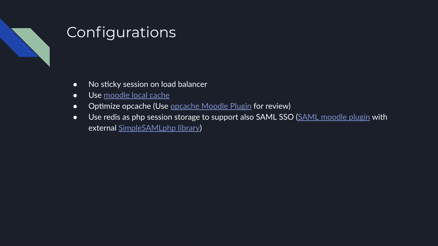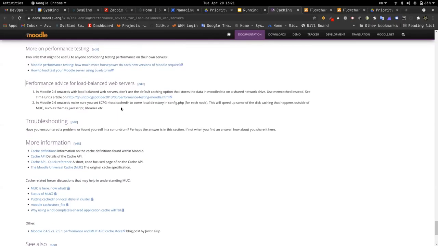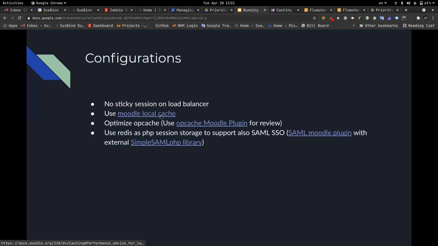As well, we use the Moodle local cache, as Moodle recommended. This makes a big improvement for things that should not be shared, and you don't need to make a TCP request, you just take the files directly from the local storage. So it's an improvement. You don't need to go to the Redis, and it's really fast.